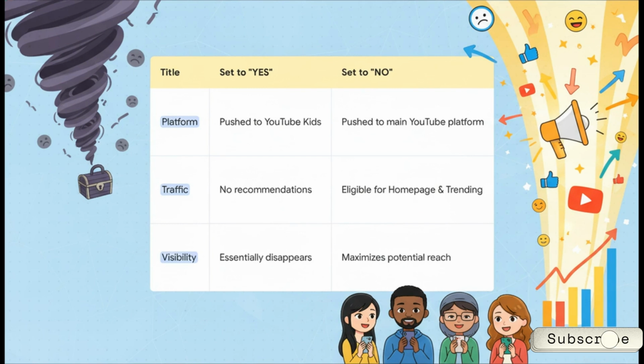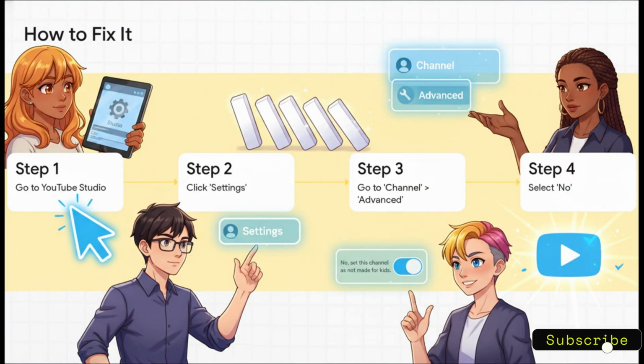Setting this to yes shoves your video onto the YouTube Kids platform. That means no recommendations, no homepage traffic, your video basically vanishes from the main site. But setting it to no, that's how you unlock your maximum potential reach. It's that critical. The fix, thankfully, is super simple.